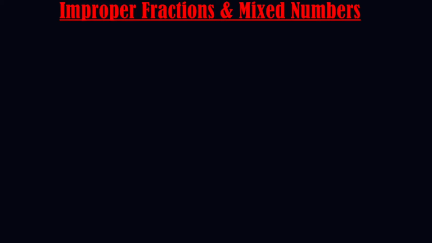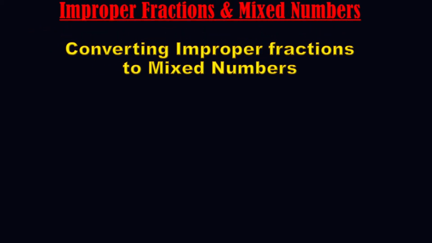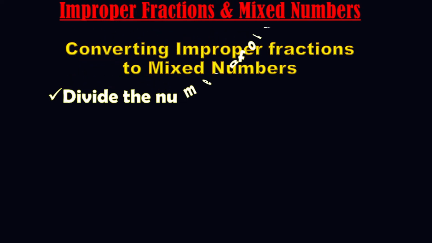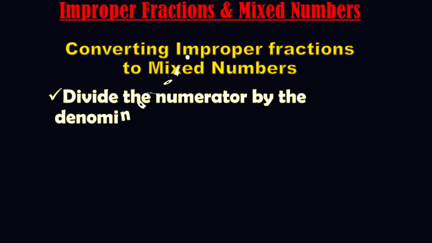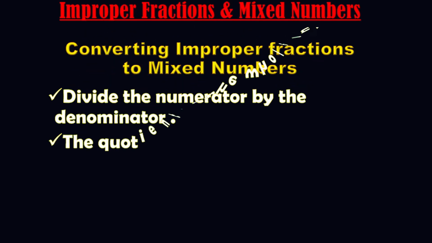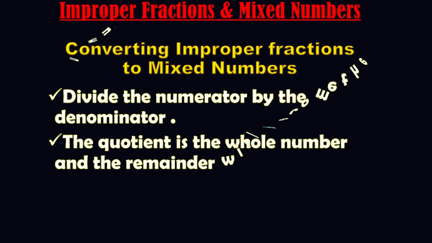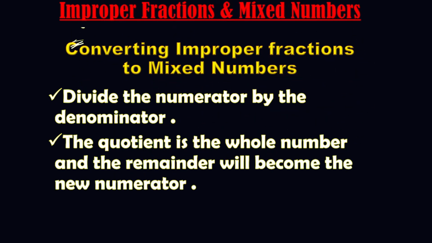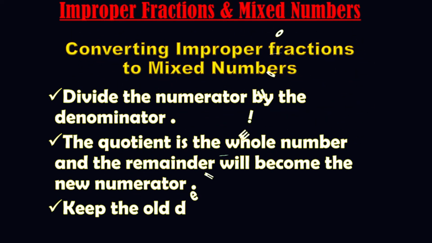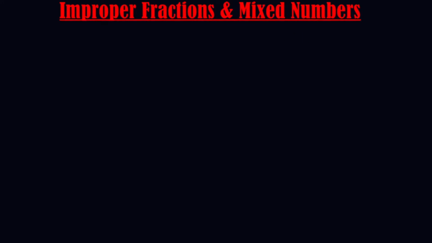So for today, we'll be looking at converting from improper to mixed and vice versa. The first one is converting an improper fraction to a mixed number. Now to do this, first you have to divide the numerator by the denominator, then the quotient, the whole number, and the remainder will be the new numerator while we keep the old denominator. So it's very simple. Let's go ahead with an example.